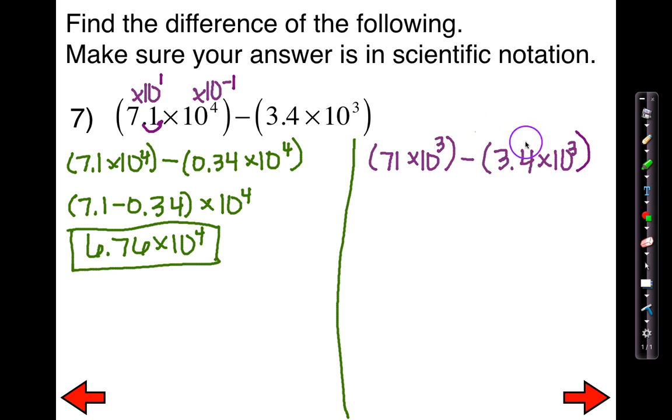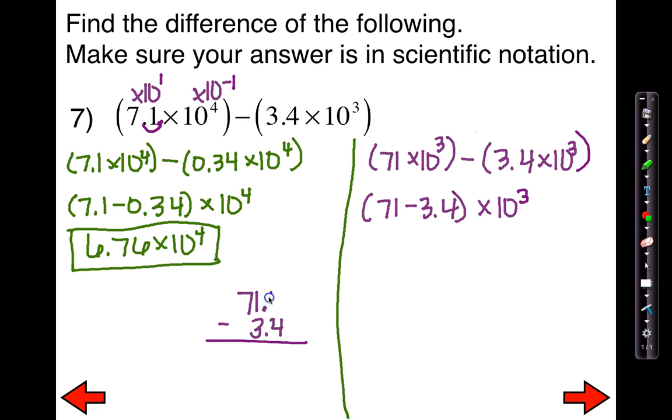Now that my base and my exponents are the same, I can go ahead and combine the coefficients. So I'm going to do 71 minus 3.4 times 10 cubed. I'm going to do some side work real quick. We're going to do 71, decimal belongs at the end, and subtract 3.4 from it. Go ahead and add an extra 0. 0 minus 4, you can't do that. You're going to have to borrow.